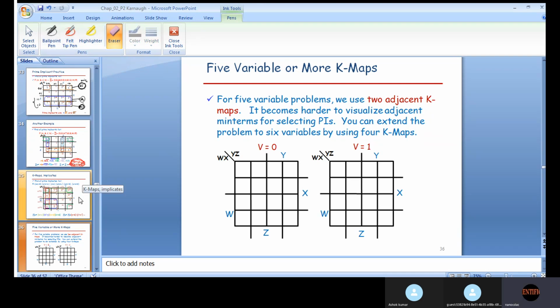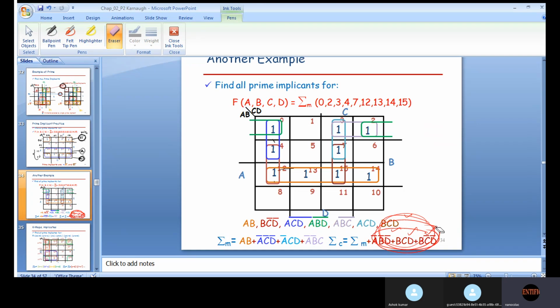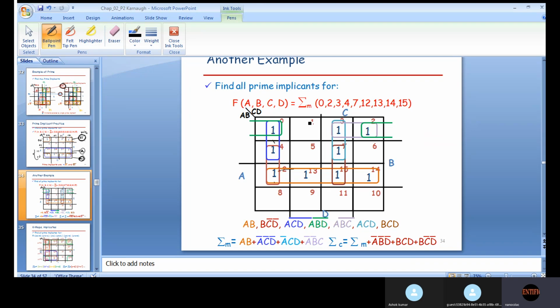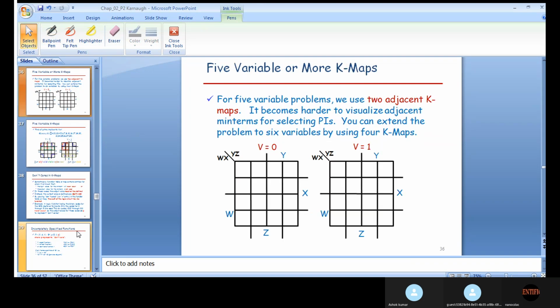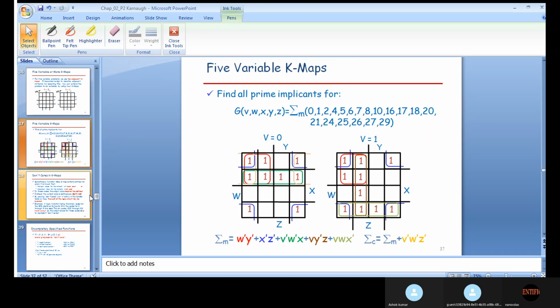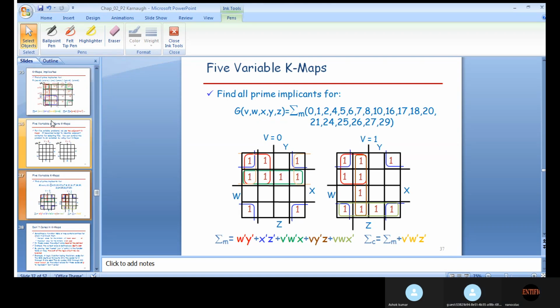I will ask you one question here. Do you need some more examples, or is it enough? Shall we go for 5 variable K-maps? If you want an example, I will explain it in the notepad; if not, we will go for 5 variable K-maps. Respond quickly, because time keeps running out. Do you have any doubt in 4 variable K-maps?